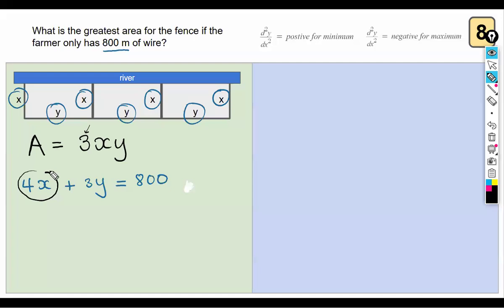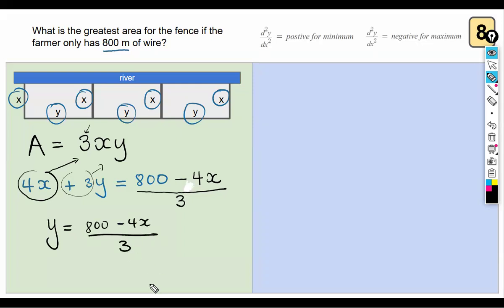Today, because when you throw across positive 4x, you'll get what? Minus 4x. And this 3 is a multiply, so you're going to put one big divide by 3. So you're going to end up with y is equal to 800 minus 4x divided by 3. And then we're going to substitute it inside here. So let me show you how that will look.